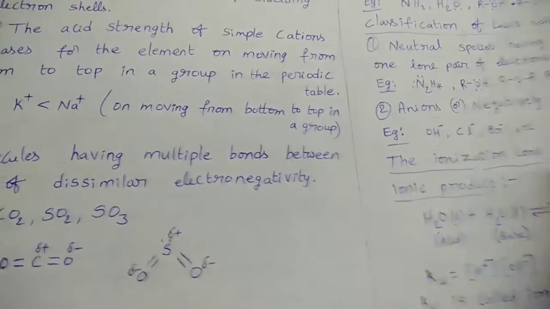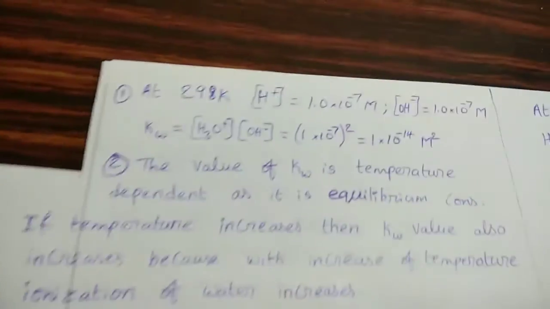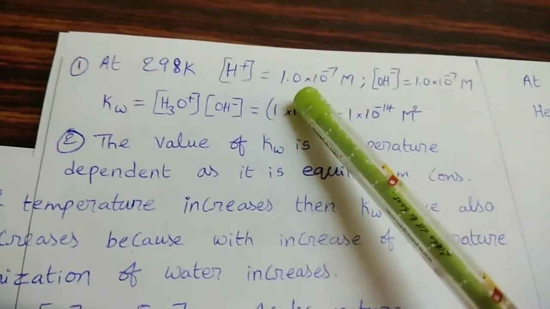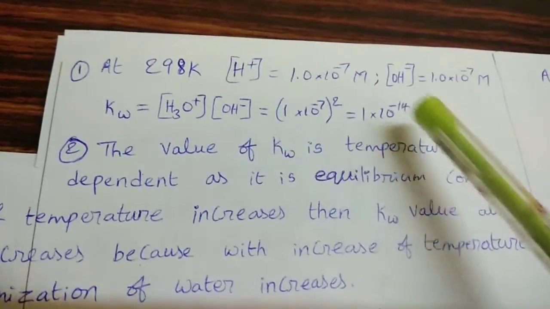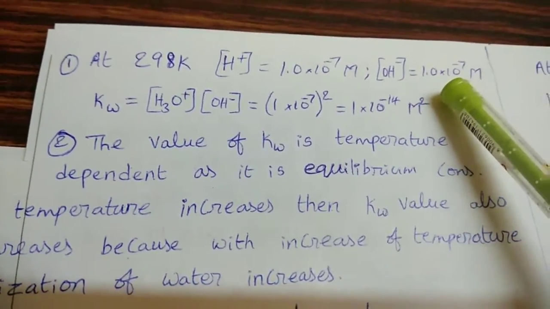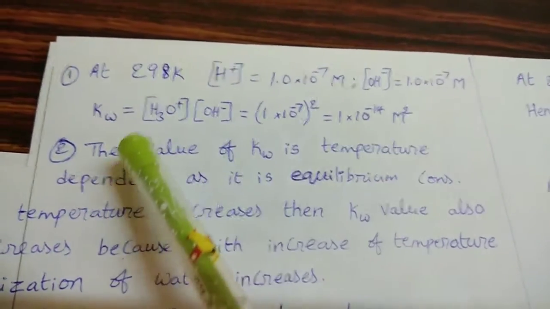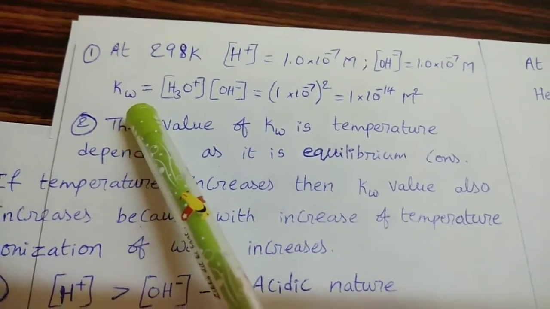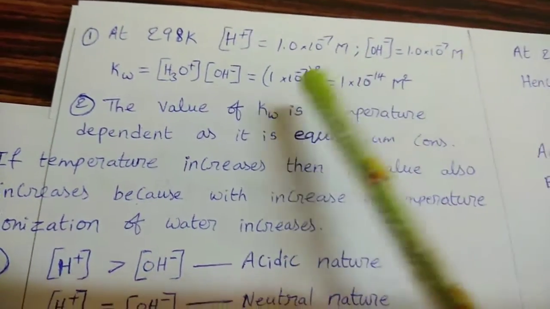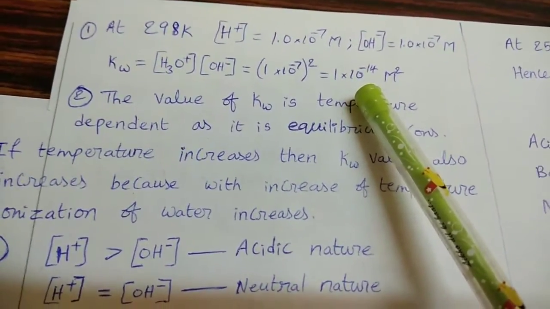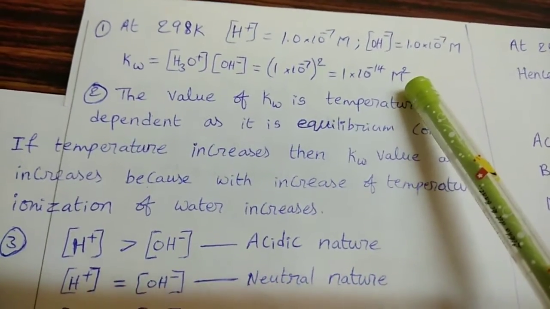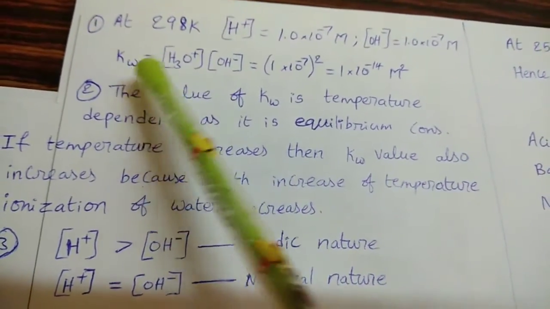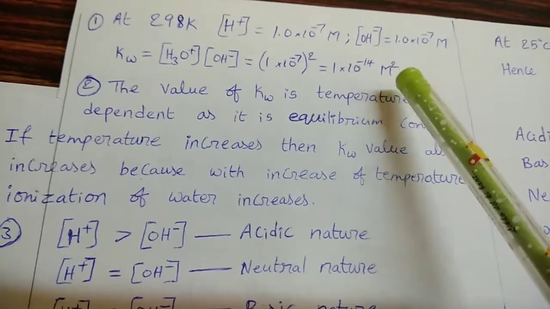Okay. Next, see this. At 298 Kelvin, H plus ion concentration is 1.0 into 10 power minus 7 molar. OH minus ion concentration is 1.0 into 10 power minus 7 molar. So substitute these values in the equilibrium constant expression for water. Kw equals this value into this value, so finally we get 1 into 10 power minus 14 molar square. So at 25 degrees Celsius, Kw value is 10 power minus 14 molar square.